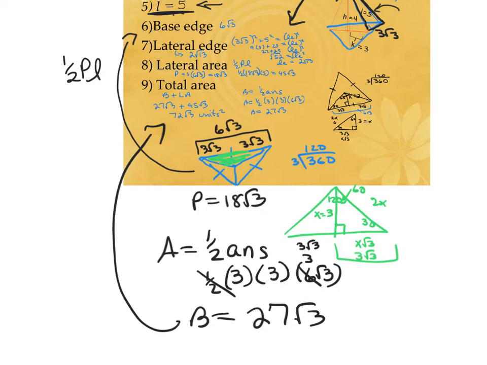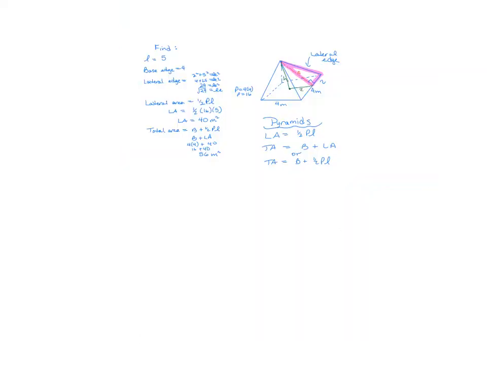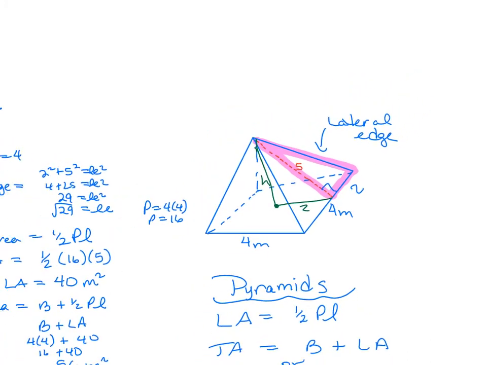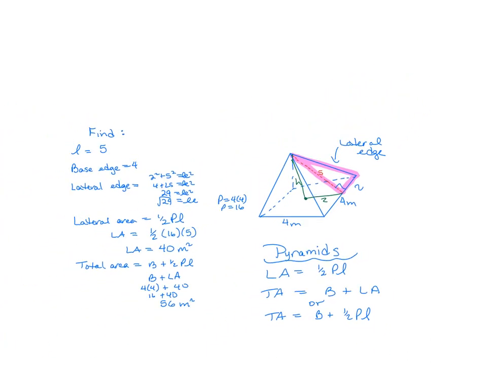Now, let me show you one more example of a pyramid, just so we can get some more practice and also use the right triangles. So let me go ahead and add one example. I'm going to do a square pyramid, and I'm going to give you the base edge, and I'm giving you the slant height. Sorry, this is the slant height. So just to practice this.